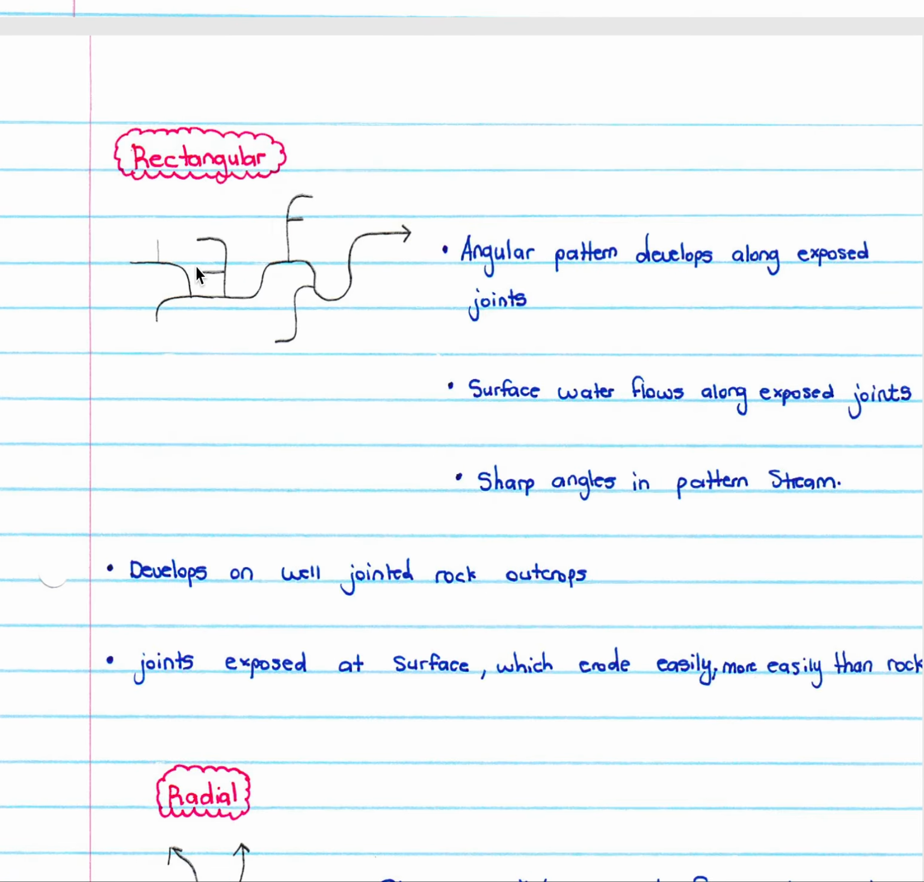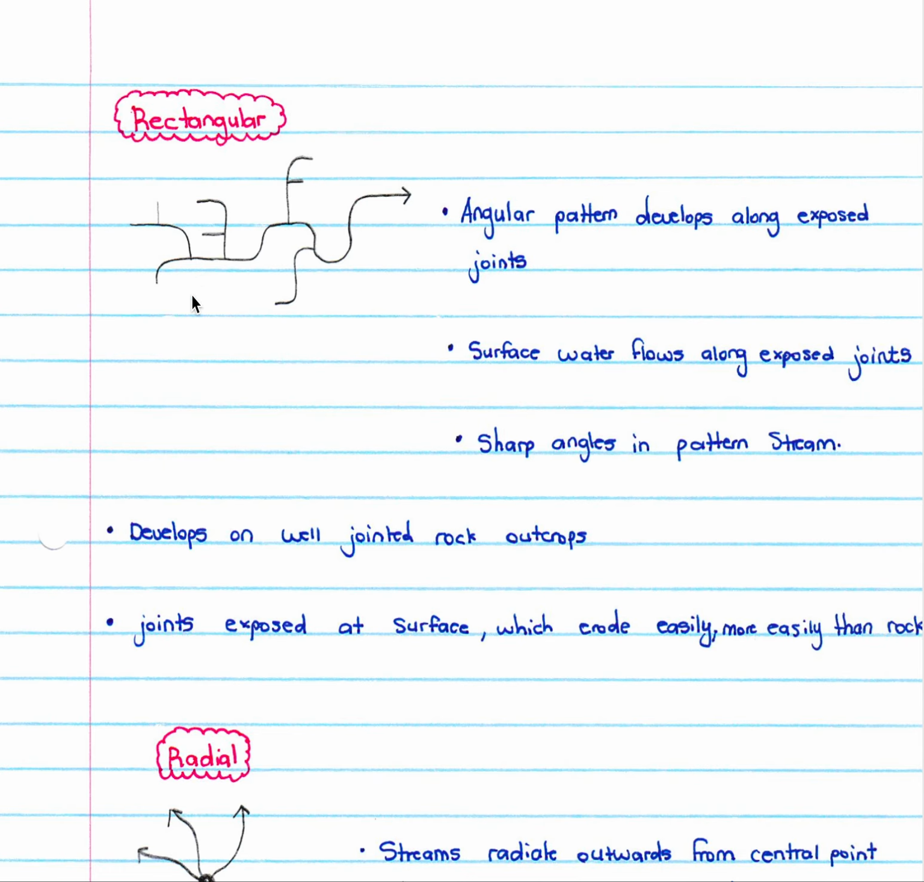Then we move on to a rectangular pattern. A rectangular pattern is angular and develops along exposed joints in rock. The surface water flows along exposed joints, so these would be exposed joints, and there are sharp angles in the pattern of the stream. This type of pattern will develop on a well-jointed rock outcrop where the joints are where the water would be able to flow and erode, and the joints exposed at the surface are eroded more easily than the rock surrounding it, leading to the angular pattern.